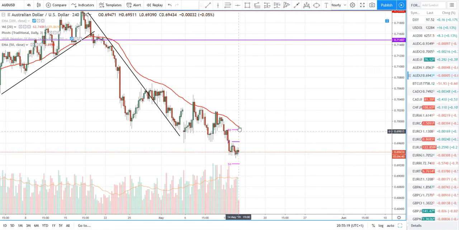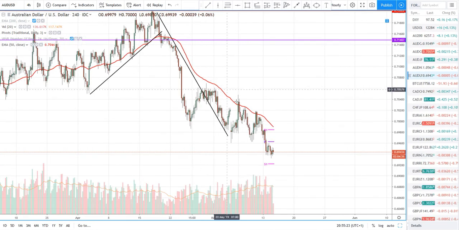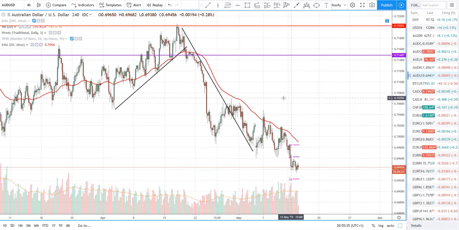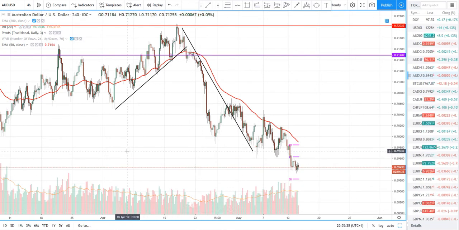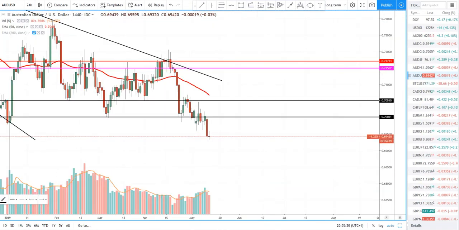Again though, likewise, I wouldn't want to go long into this 4-hour 50 EMA at the moment, because you can see how key this 4-hour 50 EMA has been over the several weeks or so, and even months actually. So for me, it's just sit on my hands and wait there.